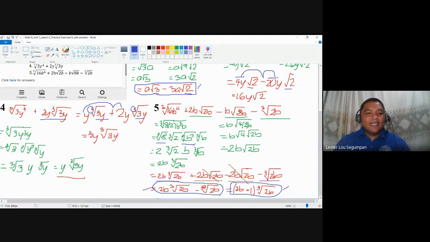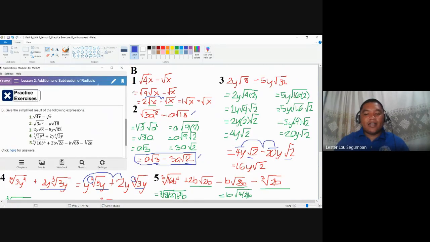This is the last practice exercise for addition and subtraction of radicals. Again, what you need to remember is the concept that you can only add or subtract radicals with the same indices and same radicands. If both of them don't have the same index and radicand, stay as is as long as you simplify them further.